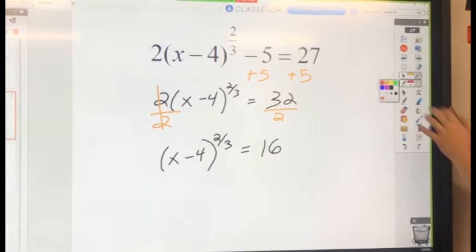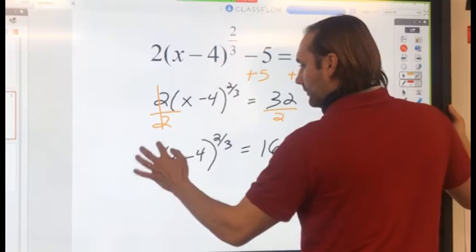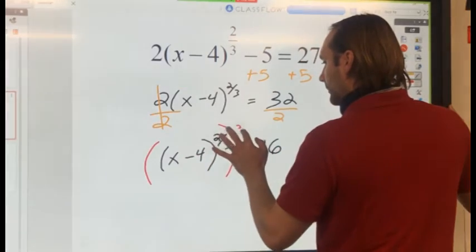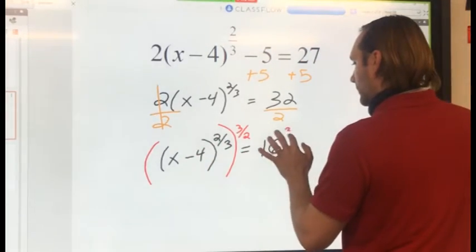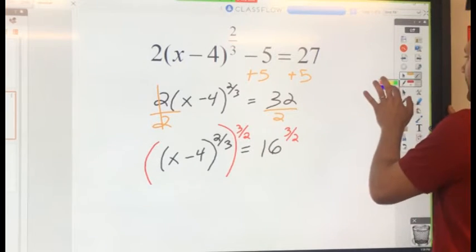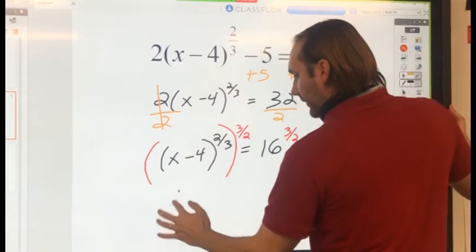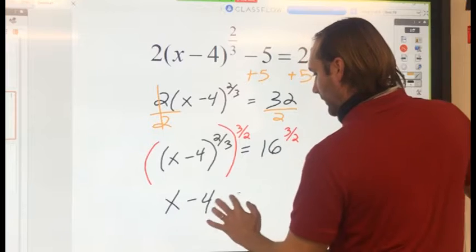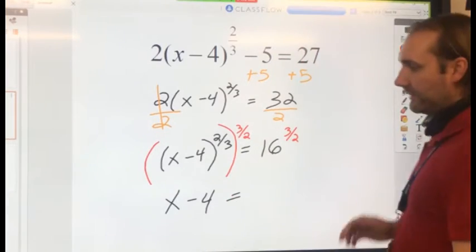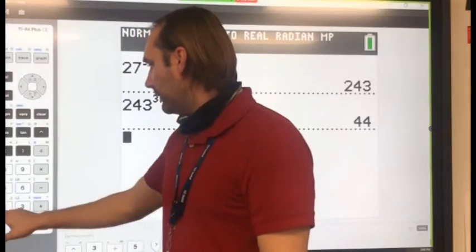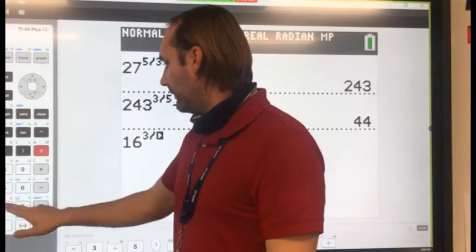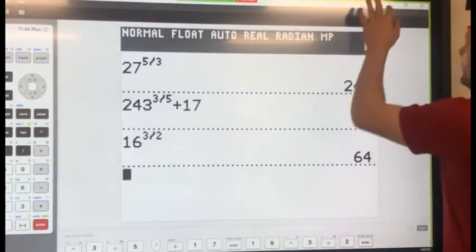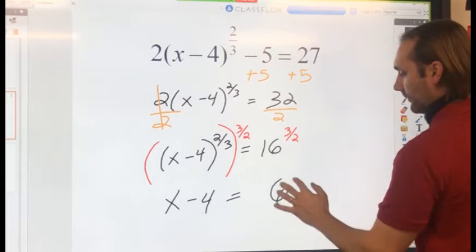And then now we've got to get rid of that rational exponent. So I'm going to raise it to the power of 3 over 2. That's going to give me x minus 4 equals, well, what's 16 raised to 3 over 2? 16 raised to 3 over 2 is 64.